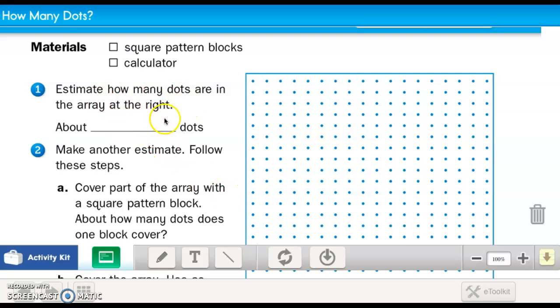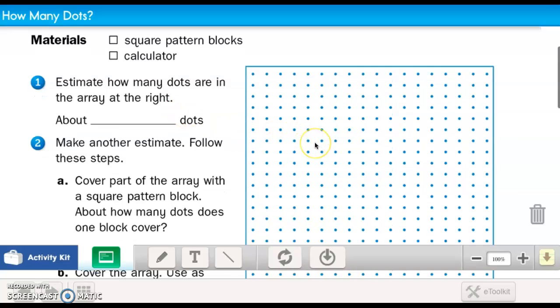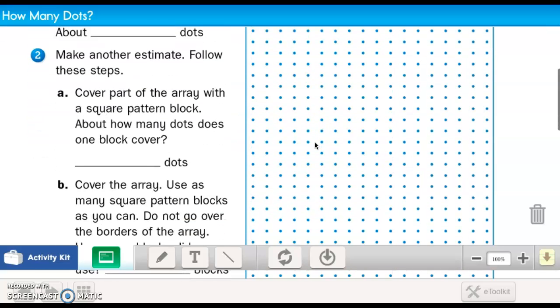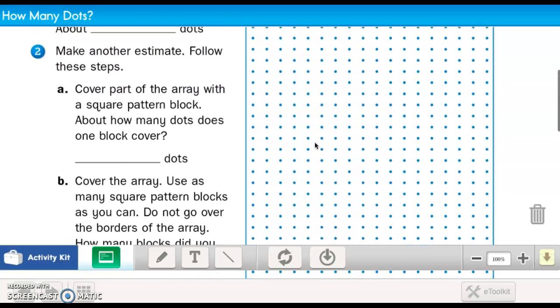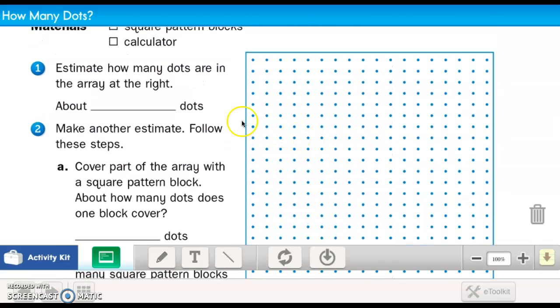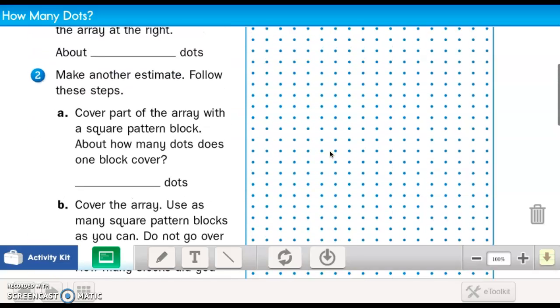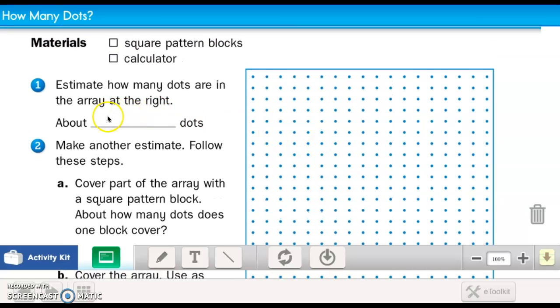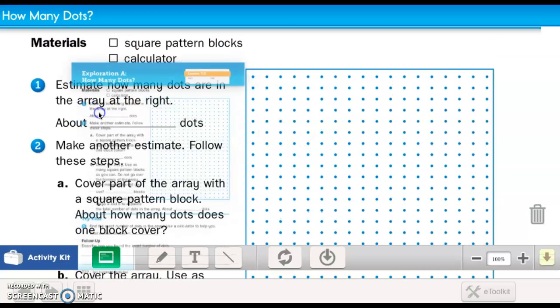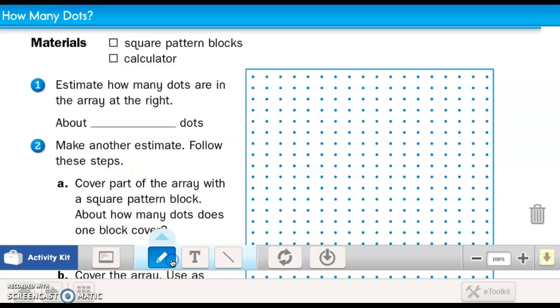So right now, let's just throw out a number. What do you guys want to say? I guess you can think of a number and write it down right here. What do you think? I'm going to say, goodness, I really don't know. It's a big guess, right? So right here, my guess, I'm just going to put 200 dots. I really don't know how many there are, but I'm just going to put 200.